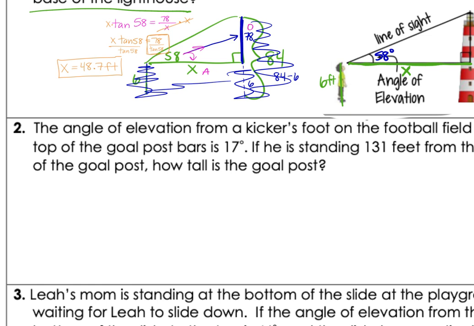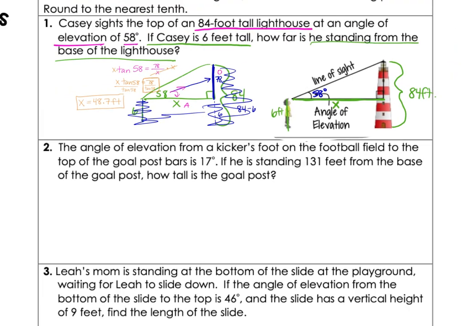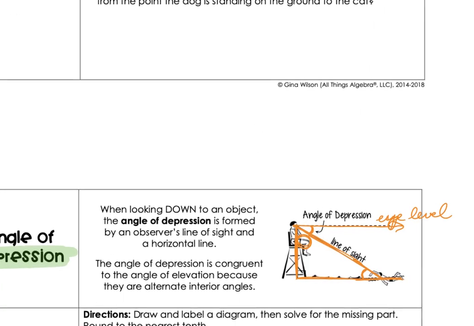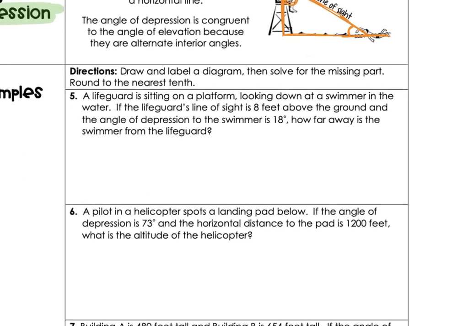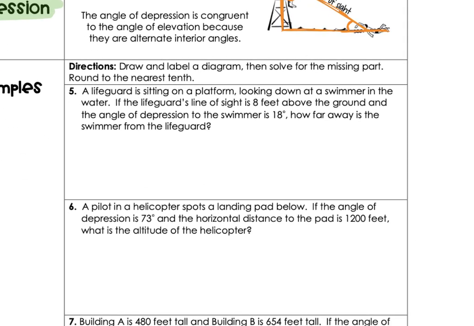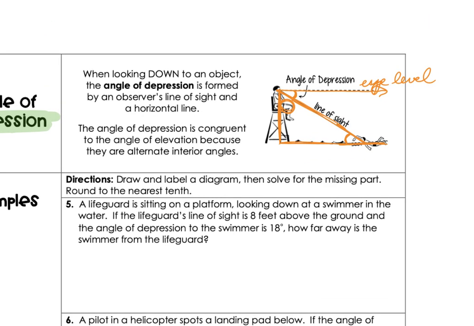I want you to try number 2. No, I take it back. We'll go back to number 2 maybe. I want you to go to number 5. I forget that I'm doing this for my 5th period and I have to leave. So let's go to number 5. I want you to see if you can set this up, considering what I just told you about angles of depression, right? You start at eye level and you go down from eye level. What does your triangle look like?